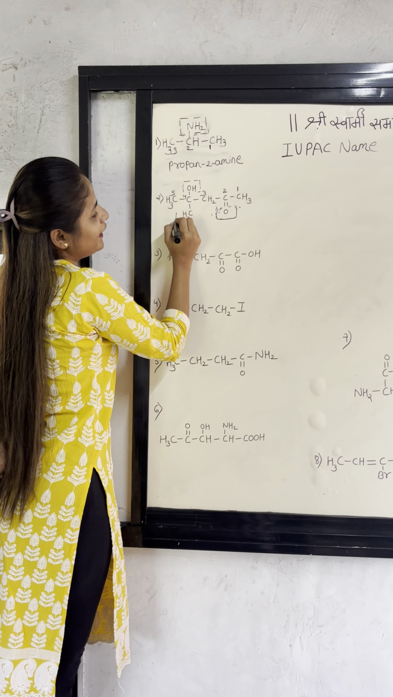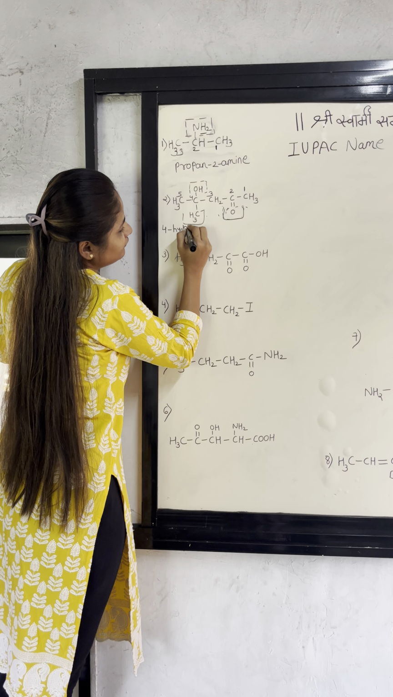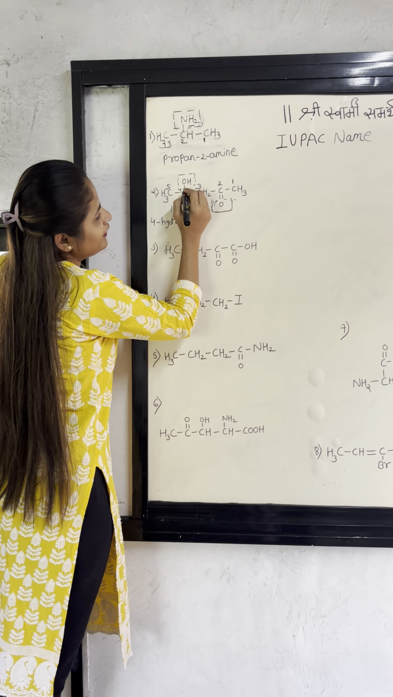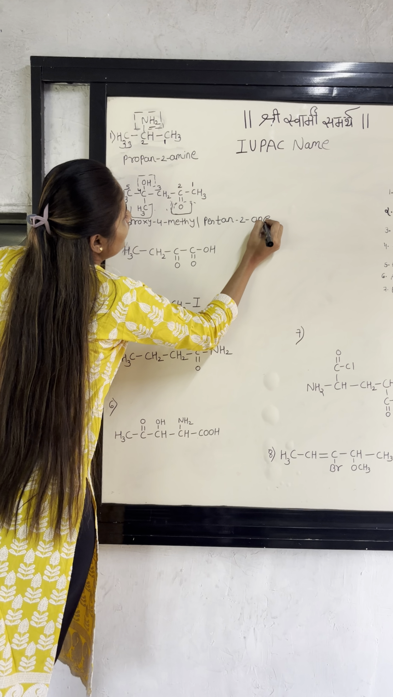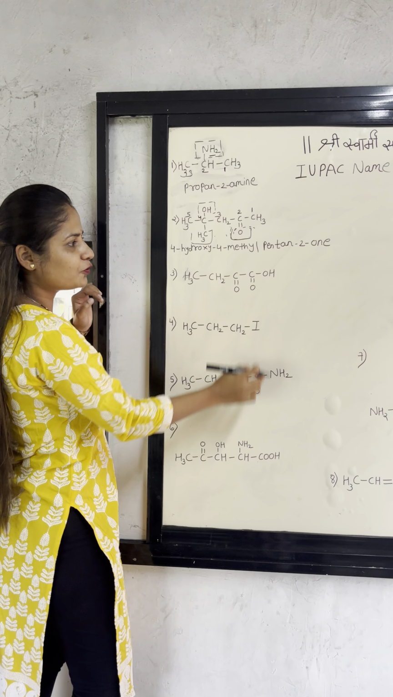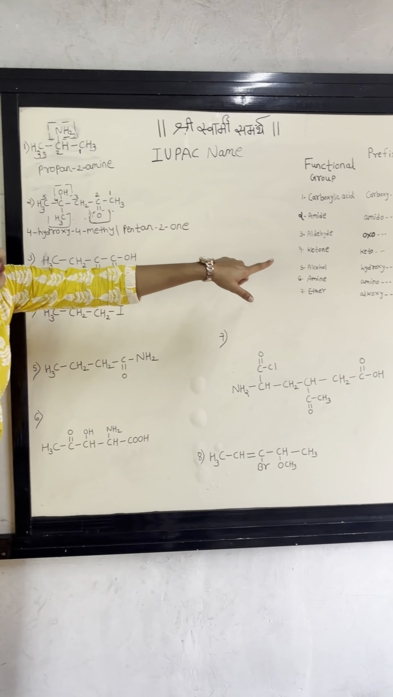So 4-hydroxy, and the same 4th carbon has a methyl group attached, so we have to write 4-methyl. It is a 5 carbon chain, so pentane, 2-one. Okay, so it is a ketonic functional group, so according to the functional group we use the suffix one. So it is 4-hydroxy-4-methylpentan-2-one. Right, I hope you all understood.